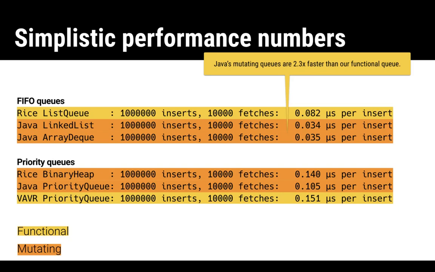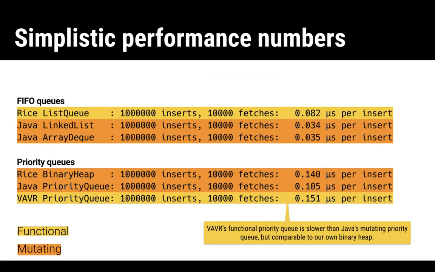What about priority queues, though? So Java's priority queue, which I haven't told you how it works, but it's super cool, is the slowest, but it's not that much slower. Our binary heap is in the ballpark of Java's priority queue. The performance difference here is not the sort of thing that you would use to make a big decision about which one you want. Instead, you'll say, well, do I really need functional semantics or do I really need mutating semantics? Now, what's the difference between the Java priority queue and the Rice binary heap?